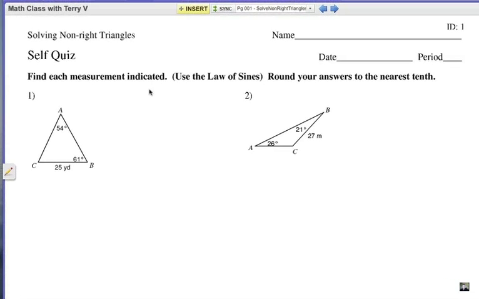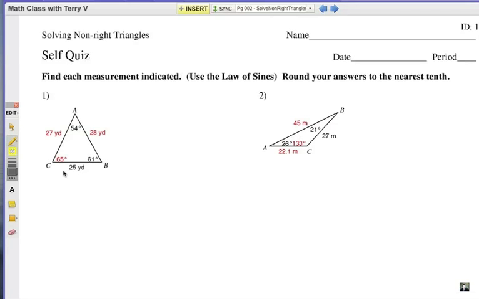I'm going to give you 2 at a time here. In number 1 and 2, notice that you're given 2 angles and a non-included side. That means that you're going to use the law of sines. Start with that, and good luck. You're going to try to find all the missing angles and sides.